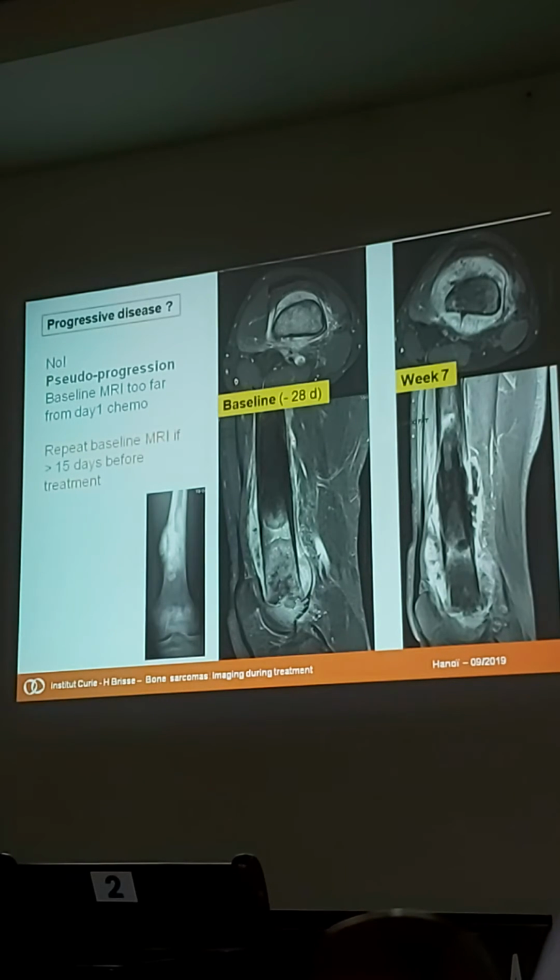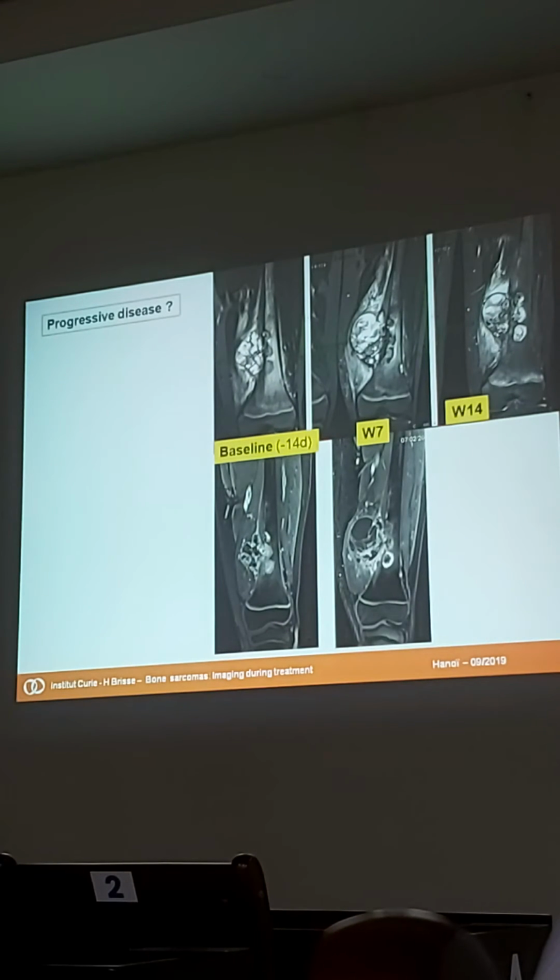It's quite a frequent situation because the child has MRI, and then we have discussions, and then we organize the biopsy, and then we wait for the pathology, and then okay, so the treatment begins maybe 4 or 5 weeks later. So if the baseline is too far from the first day of treatment, we have to repeat the MRI to have a good baseline.